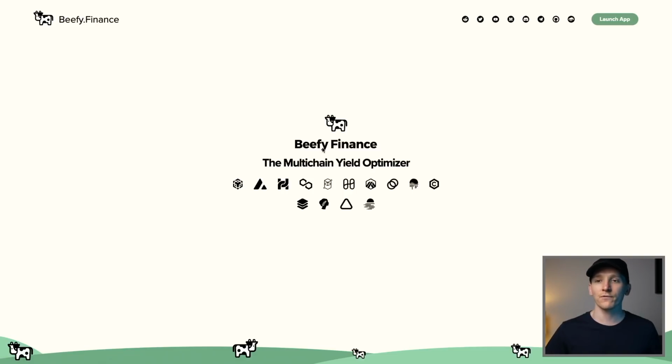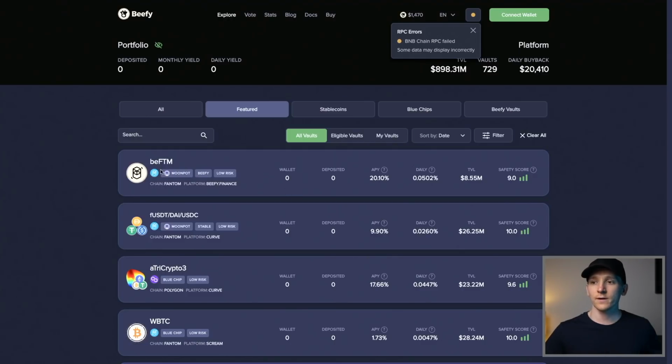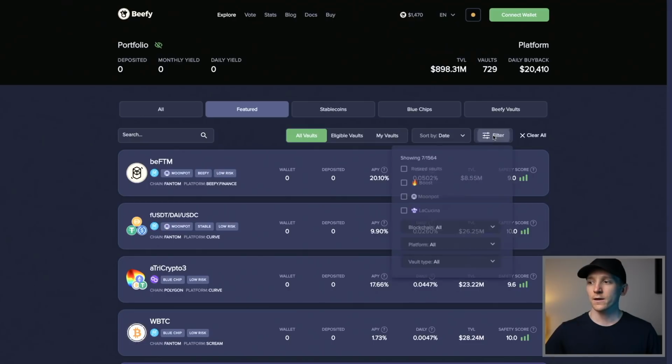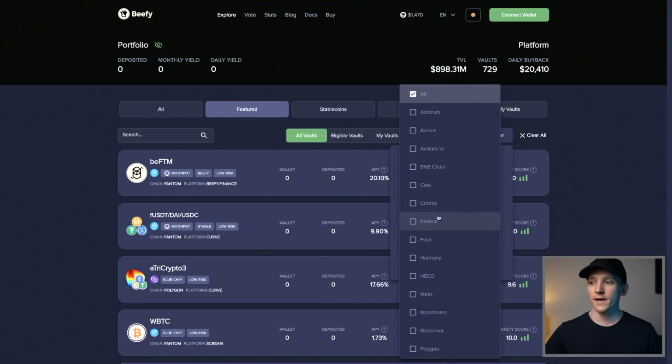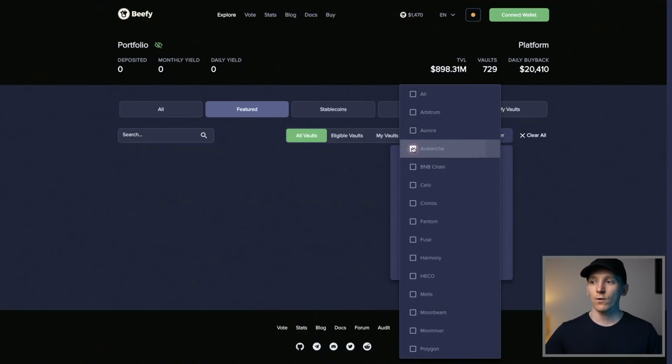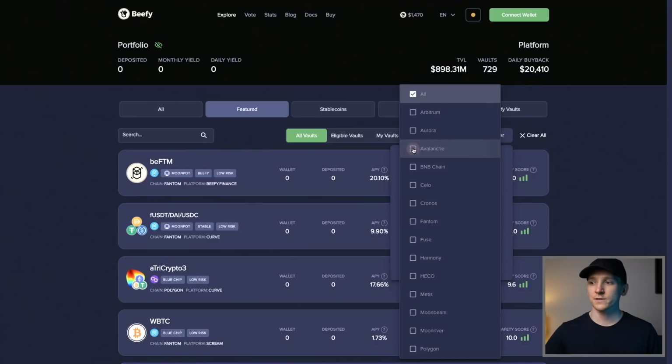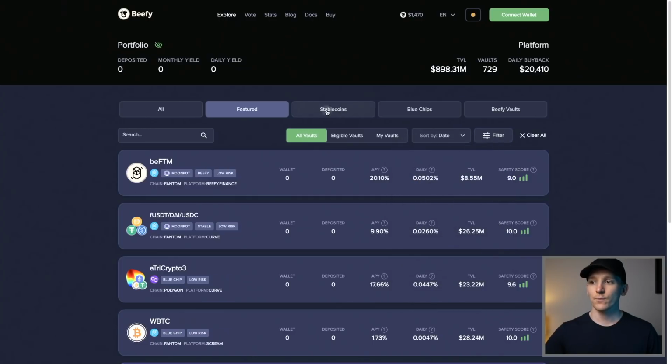Another one is Beefy.finance for sure. Multi-chain yield optimizer. You can see they're on Binance Smart Chain, Avalanche, Polygon, Harmony, Arbitrum now, and they'll be adding more and more over time. So what happens with Beefy, as you can see here, essentially it's the same sort of thing. So you can search by each chain. So you can go to the filter right here, and then you can come to blockchain and kind of filter out which ones you want. So if you want to use Avalanche or something like that, or you want to use something else, you can see them all here. I'm going to go to stable coins right here.